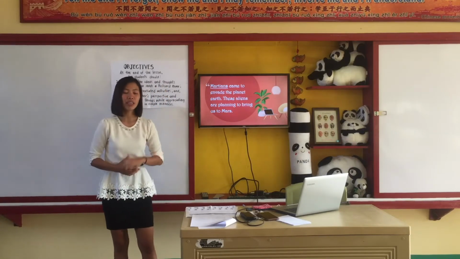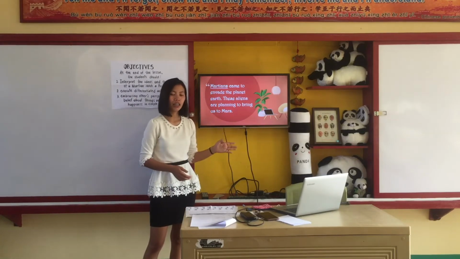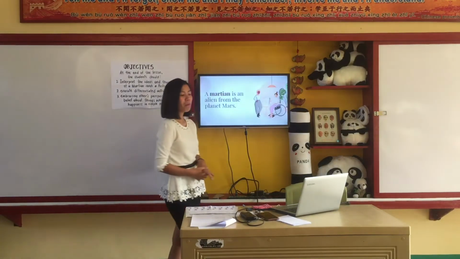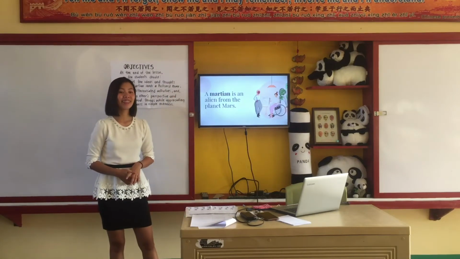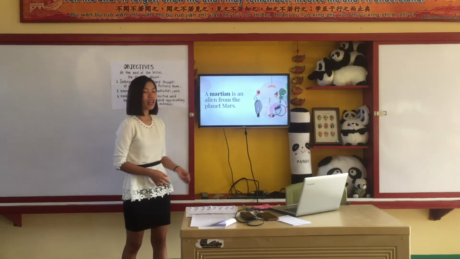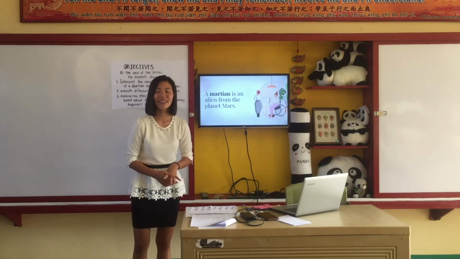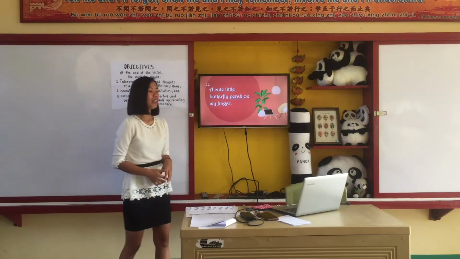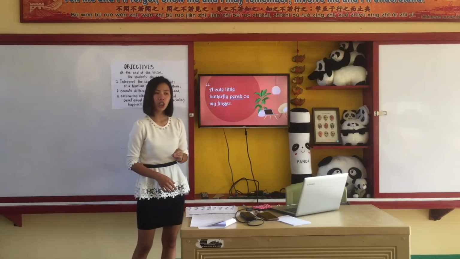Okay, Rovi, what's the meaning of the word Martian? Yes? A Martian is an alien. From what planet? Yes, from Mars. Everybody say it again. Martian. Okay. Next sentence. A cute little butterfly perched on my finger.